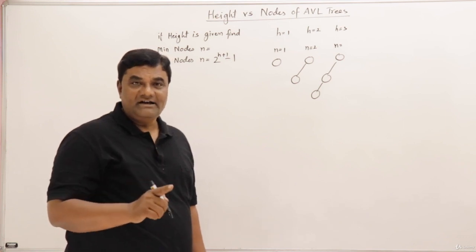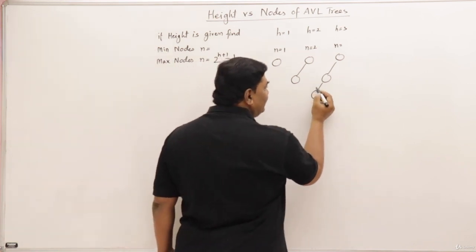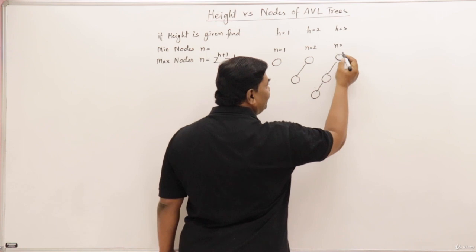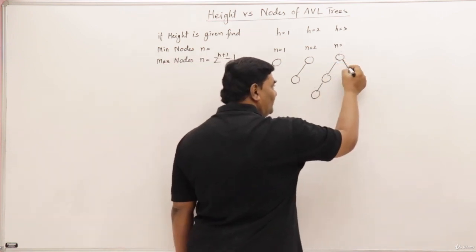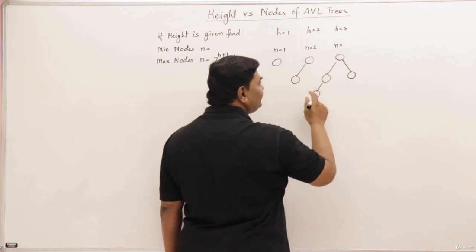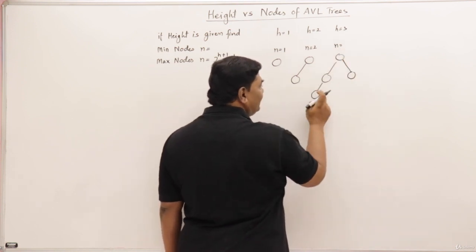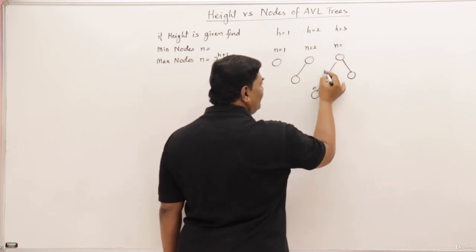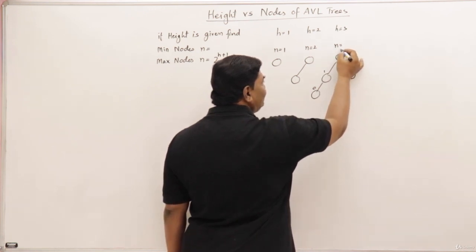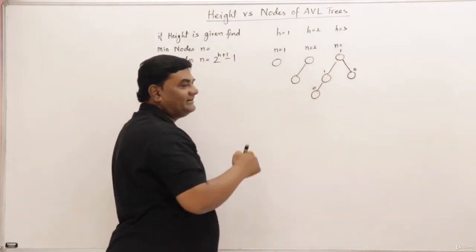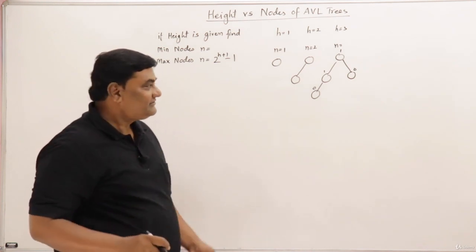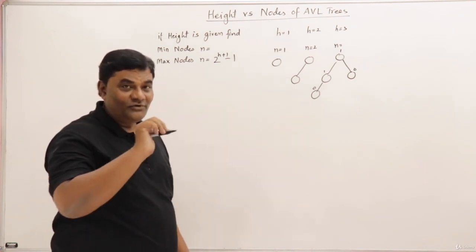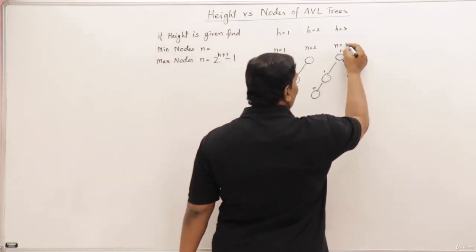AVL tree means height balance. So if you check the balance factors, this is 0, this is 1 and this is 2. This is not balanced. So I need one more node on this side to make it balanced. Yes, now the balance factors are 0, 0, 1, 0 and this is 1. Yes, this is balanced. That's it. Minimum node means it must be balanced. So minimum how many nodes required? 4 nodes required. So take 4.